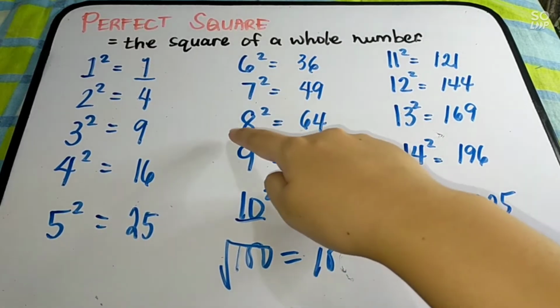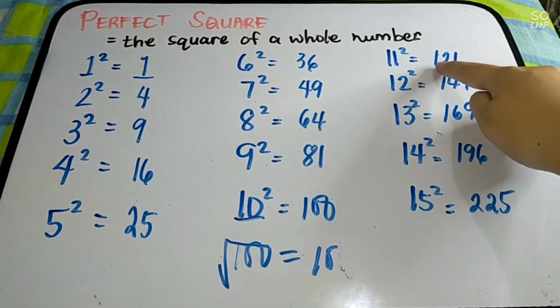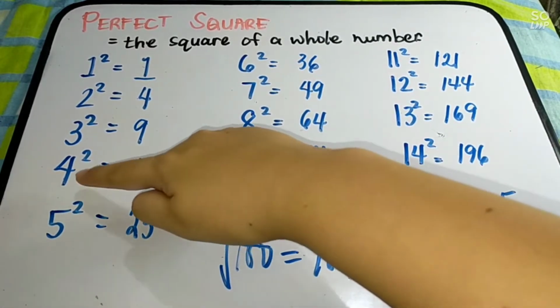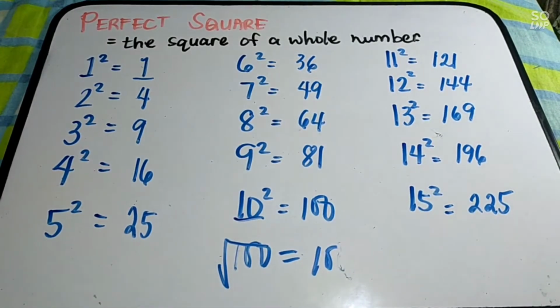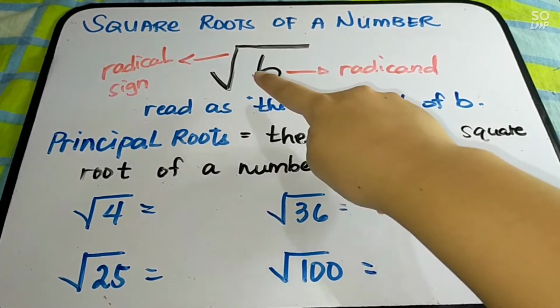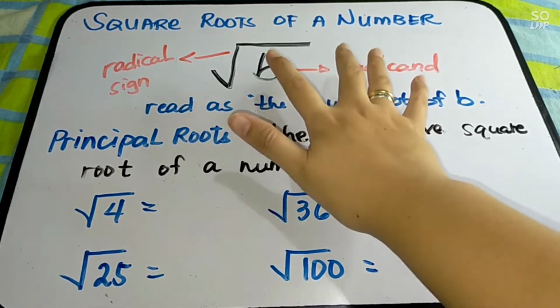Square root ni 64, the answer is 8. Square root ni 121, the answer is 11. Square root ni 16, the answer is 4. Is it clear? Square roots of a number. This is read as the square root of b. So, we have the parts.